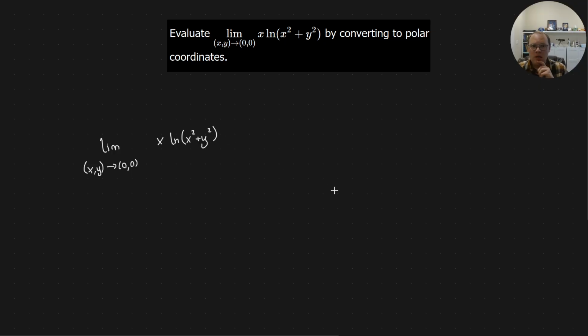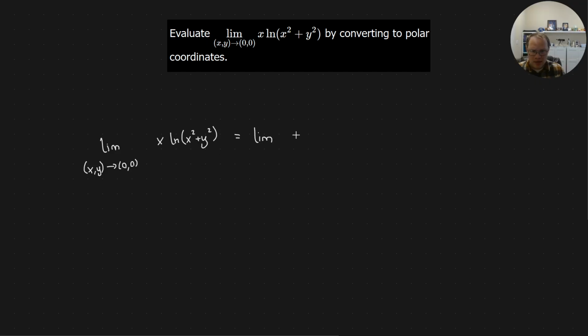Okay? But if I convert to polar coordinates, we'll see that that actually makes things a lot easier. By the way, just looking at this, polar coordinates might seem like a really good solution because it's going to swap out x squared plus y squared with r squared. And r squared is going to be a lot easier to deal with. A single variable inside that logarithmic function is going to make things a lot easier to work with. Okay? So I'm going to convert to polar coordinates.